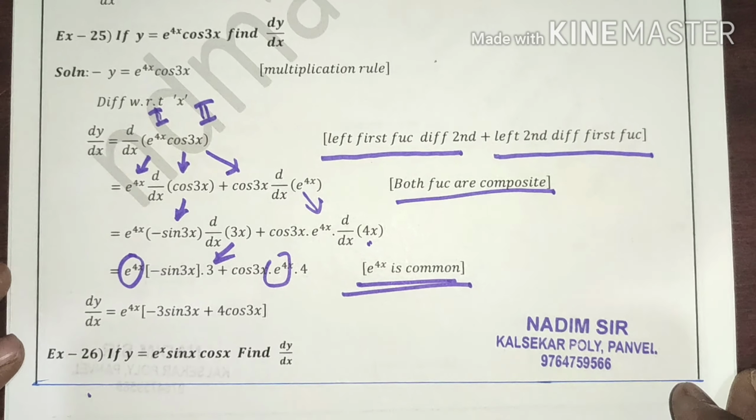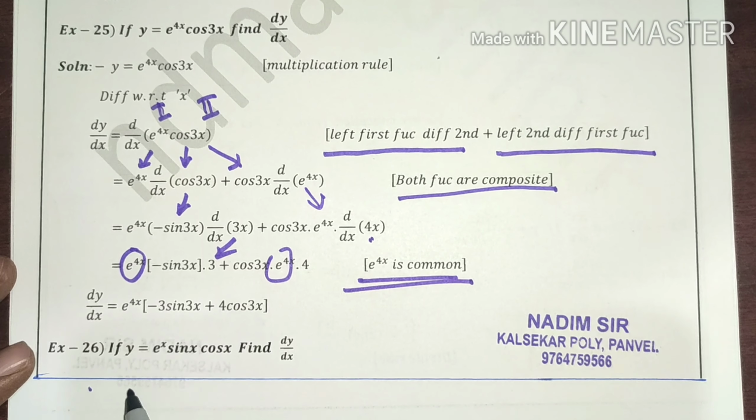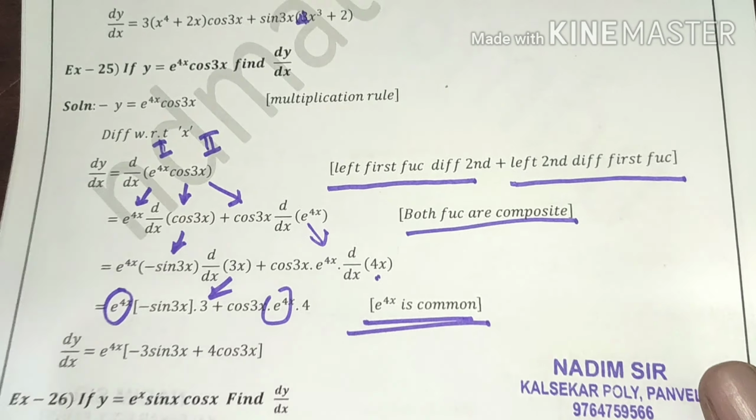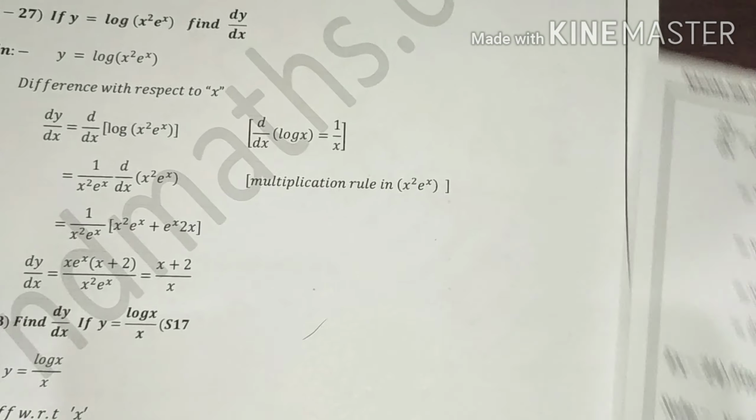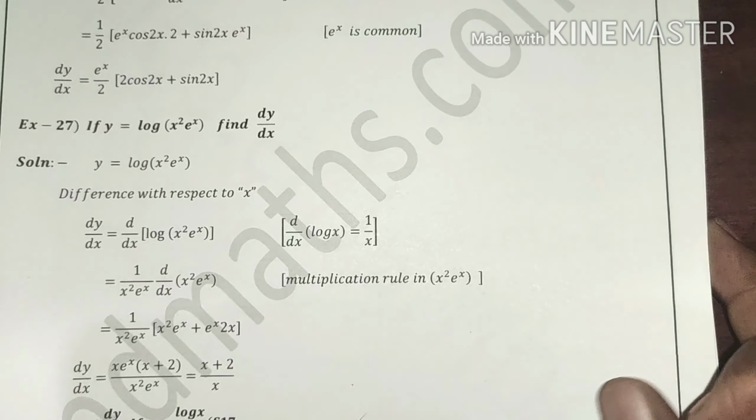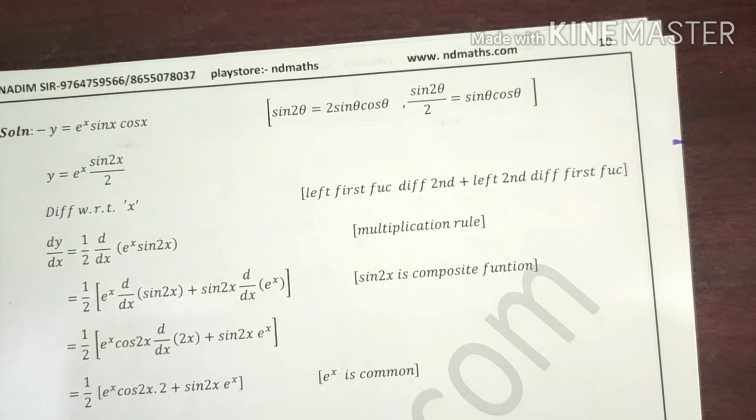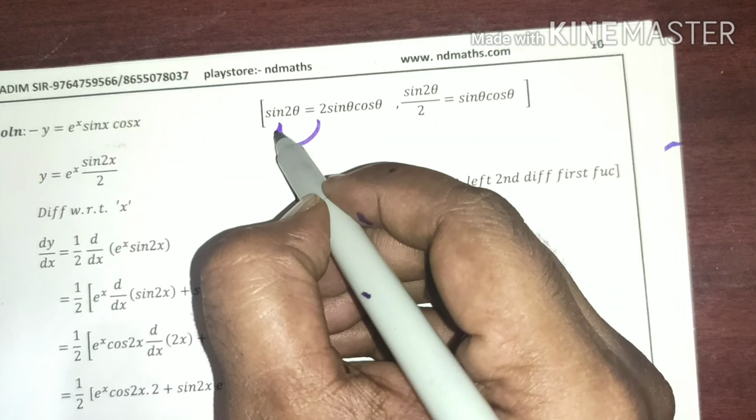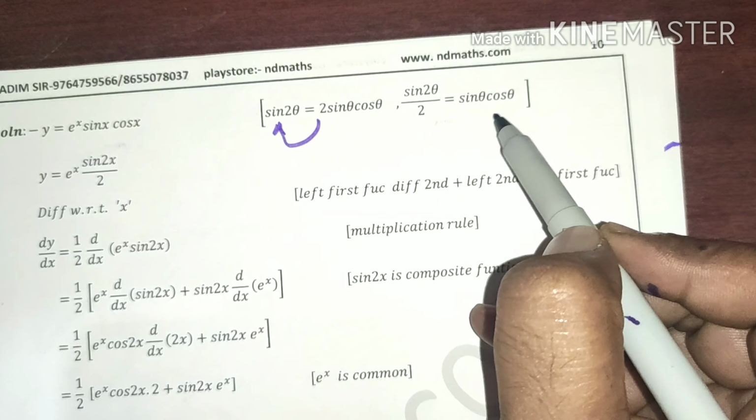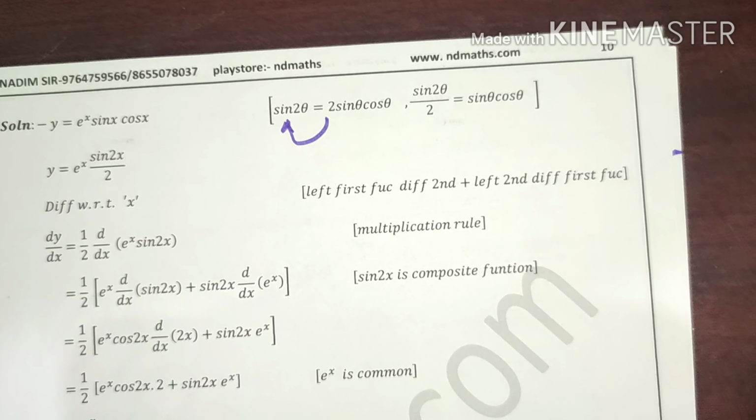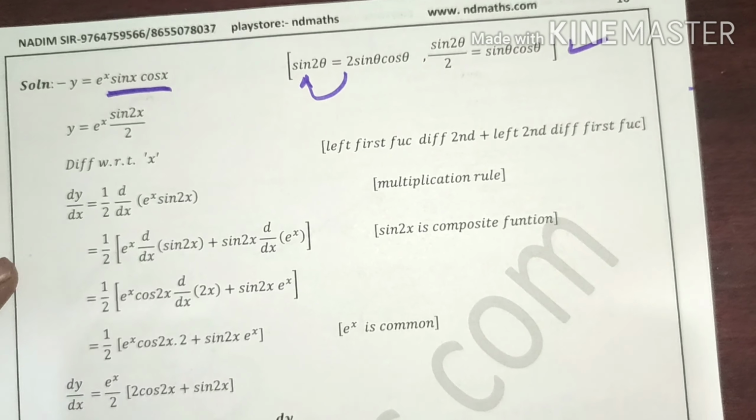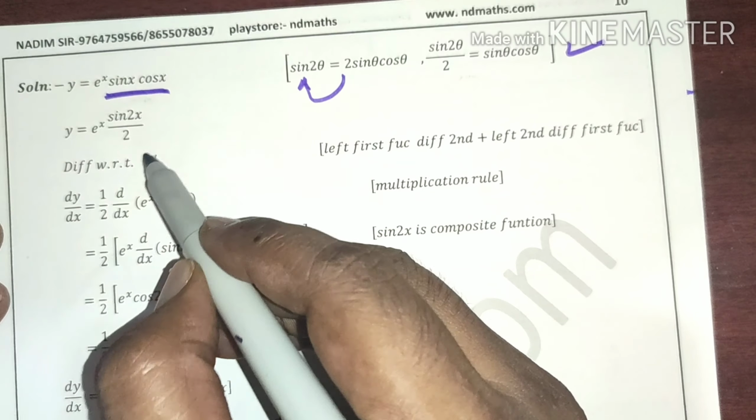See example number 26. If y equal to e raised to x sin x cos x, find dy by dx. Here are three functions. We use one formula here: sin 2 theta equal to 2 sin theta cos theta, and this 2 goes in divide. sin 2 theta divided by 2 will be sin theta cos theta. So we combine this sin x cos x by using this formula. So sin x into cos x becomes sin 2x divided by 2.